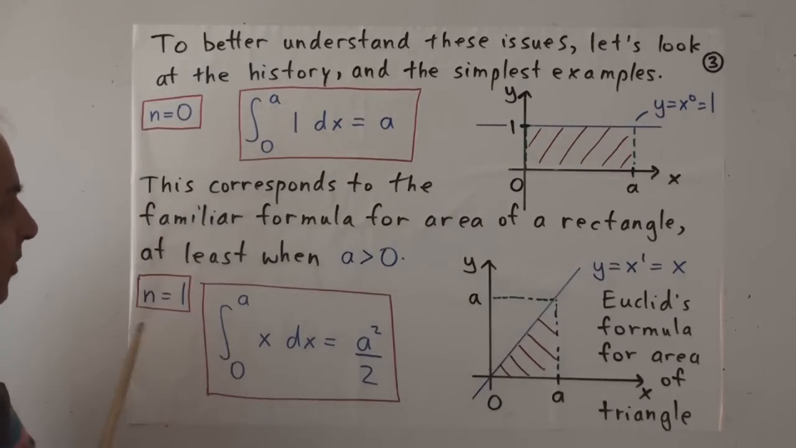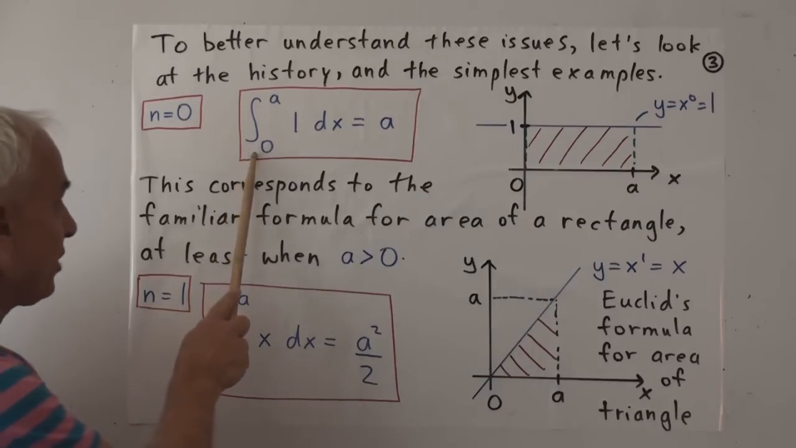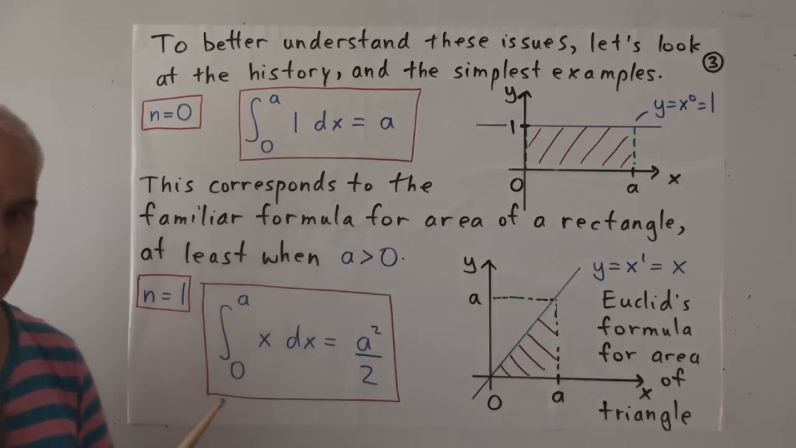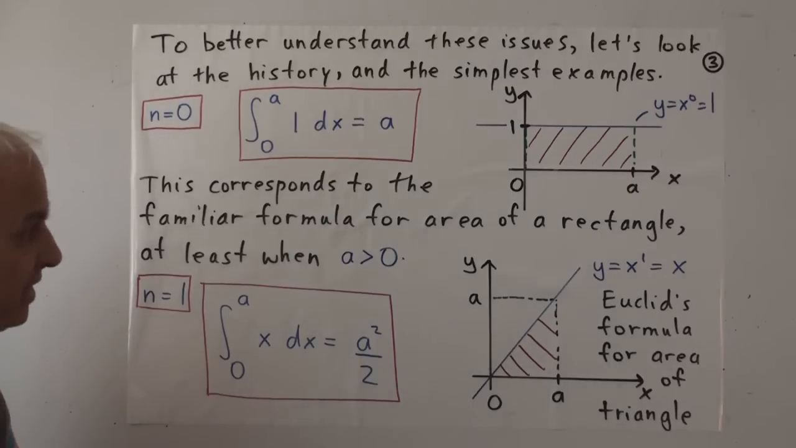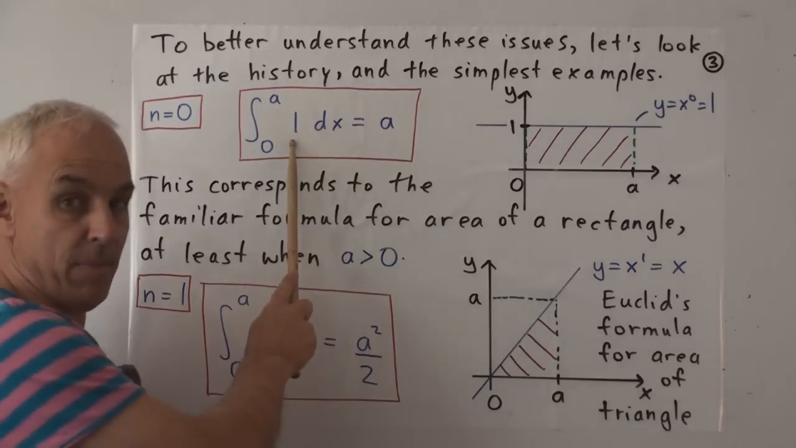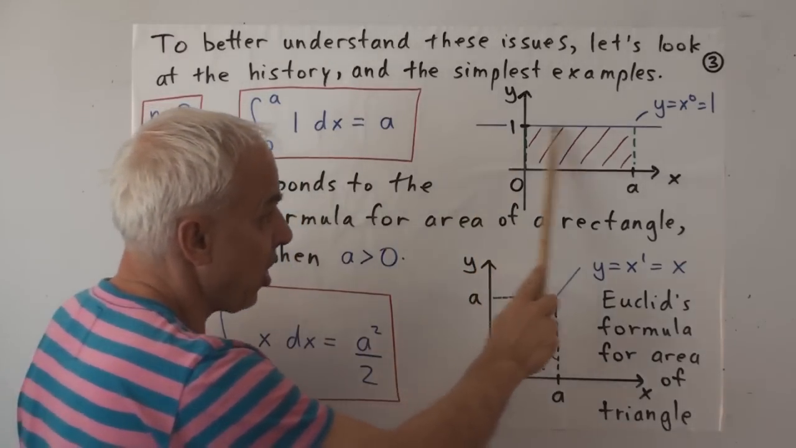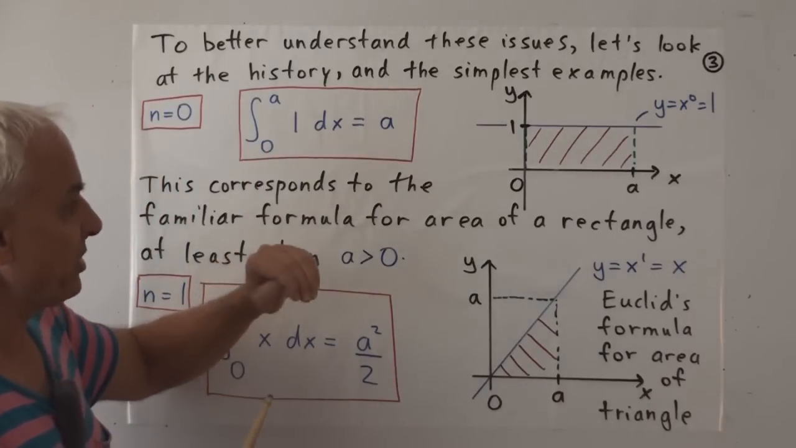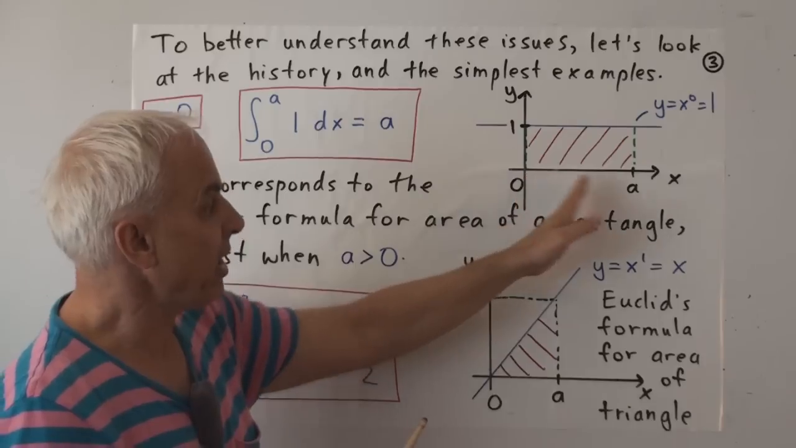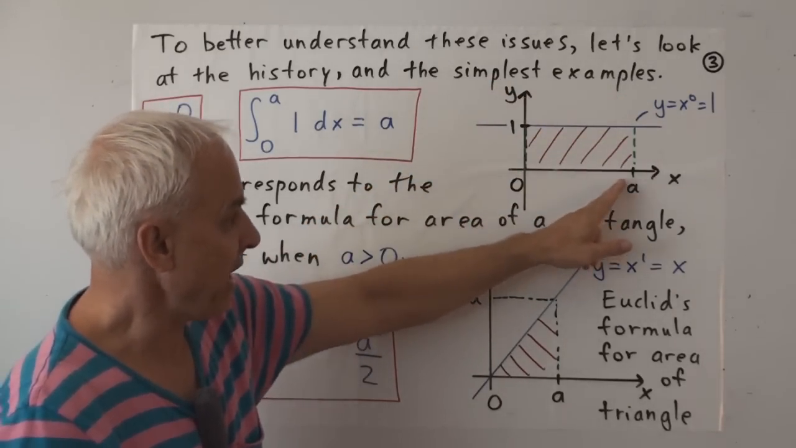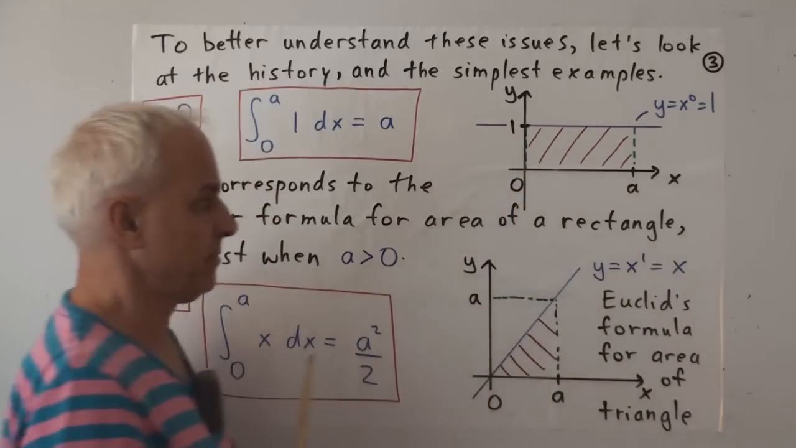Let's start with the simplest one, when n equals 0. In that case, the formula reads that the integral from 0 to a of 1 dx equals a. And the meaning of it is this: here is the usual xy plane, and the function that we're talking about, the polynomial, is the constant polynomial 1. And so the usual interpretation is that we're talking about the area underneath this graph from 0 to a. We're talking about that red area there.